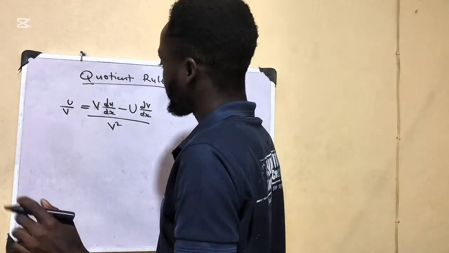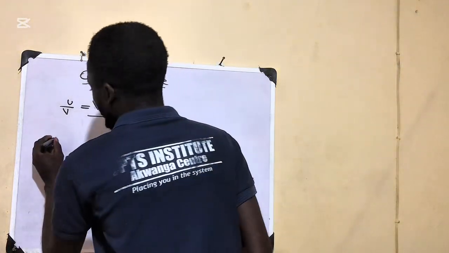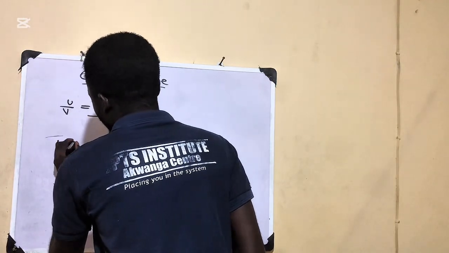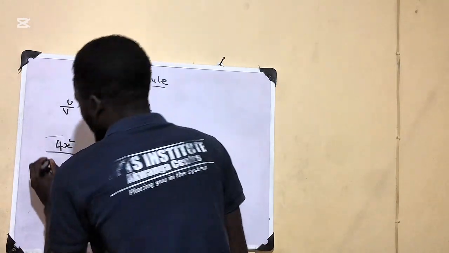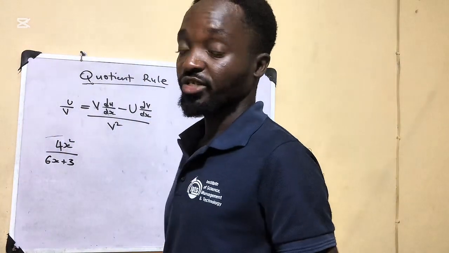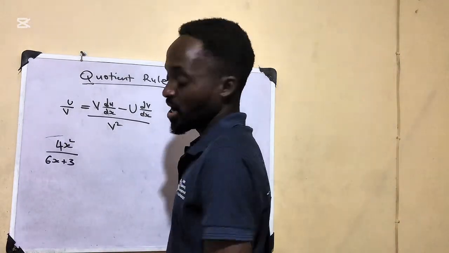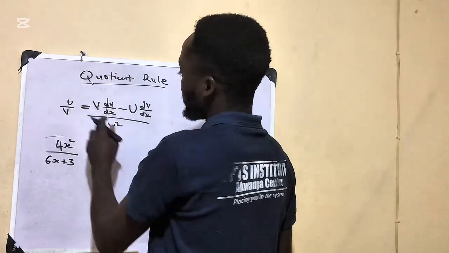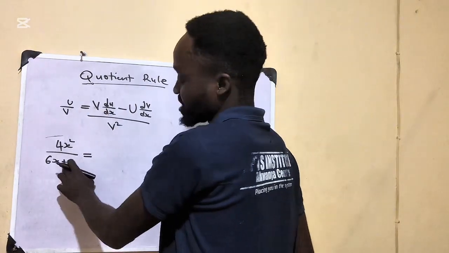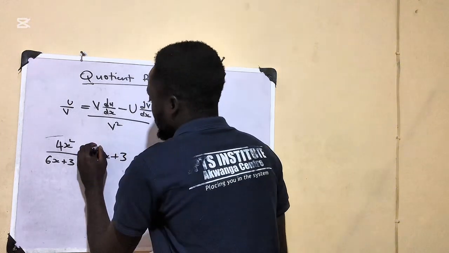Okay, so we are going to apply it so that you can see how it is used. Let's say we are given 4x squared over 6x plus 3, and you are asked to differentiate this function. Applying this rule, we know that the numerator is our u, and the one below is going to be our v. The formula says we should write v as it is. So this is our v, and we write 6x plus 3 in brackets.